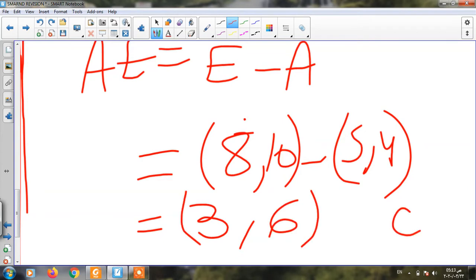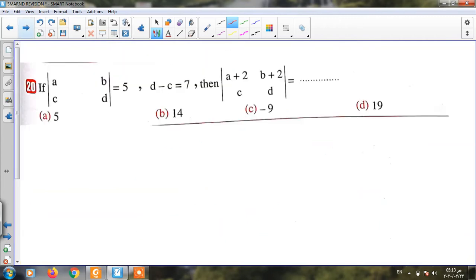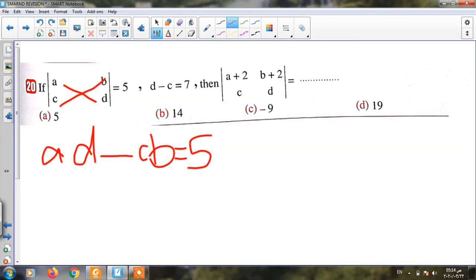Next question. Number 20 says that we have a determinant equal to 5 and D minus C equals 7. Find the third determinant. Okay, let me first get a relation from the first determinant. You multiply A times D, so we have AD minus CB, which is 5. This is the first relation we have. The second relation is given already: D minus C equals 7. Can you see that?